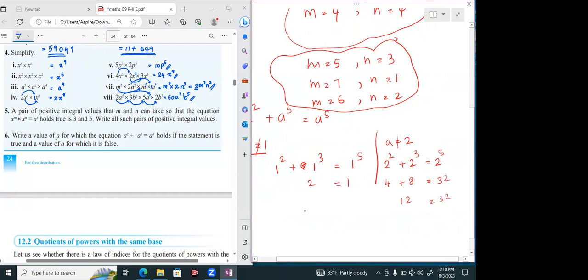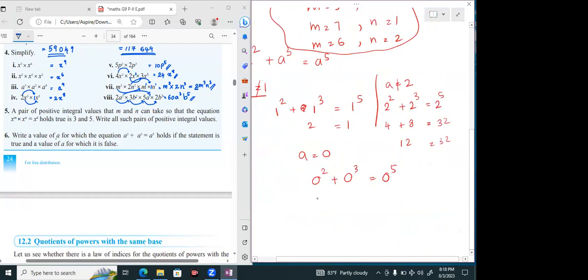Then if you consider a equals 0, then 0 to the power of 2, 0 to the power of 3 equals 0 to the power of 5. Then this side 0 plus 0 equals 0. Then we can consider 0.